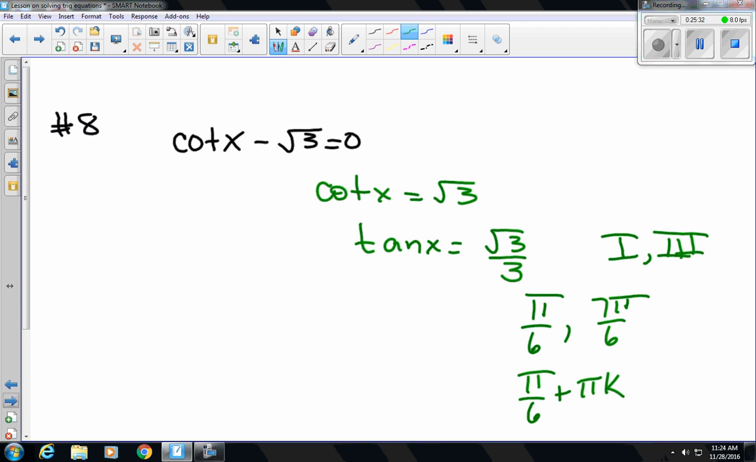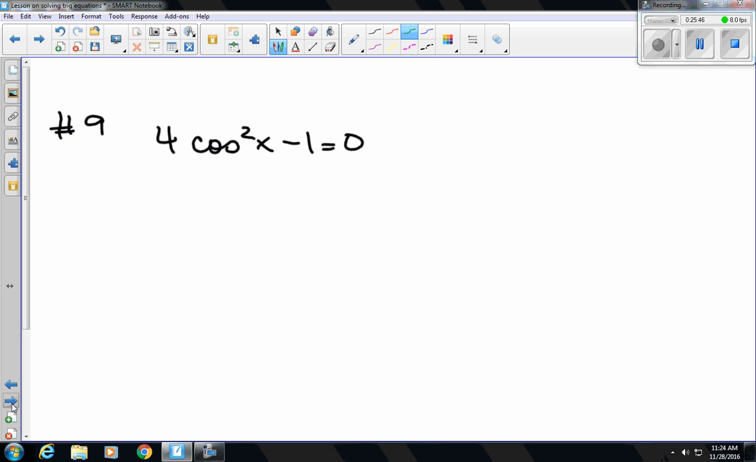Now, only do that on WebAssign if it tells you to. If it tells you to write your answer in terms of the integer k separated by a comma, it'll tell you. But only do that if it asks you to. Okay? All right.